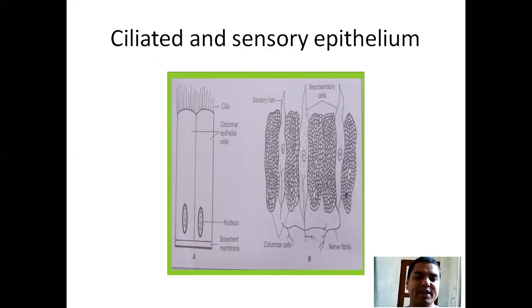Ciliated epithelium consists of cilia on its free surface, and sensory epithelium consists of sensory hair or sensory papillae on its free surface, which helps in sensation.